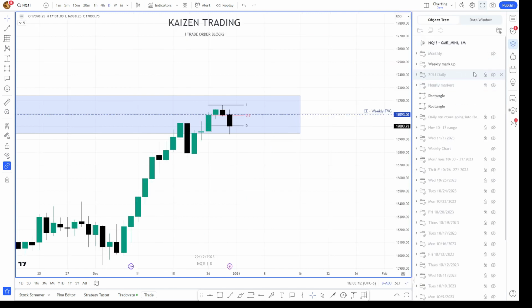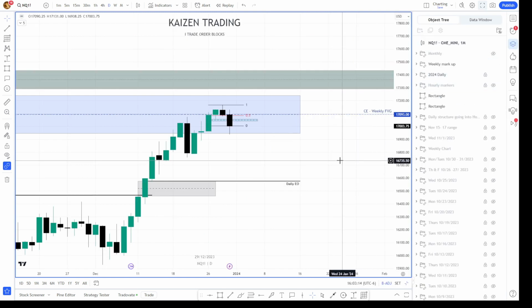If we take a look at the daily markup, I just have this was a daily fair value gap. Okay, so I'm gonna watch this to see how price reacts if this eventually holds price below it. Okay, so we just have that marked out there.